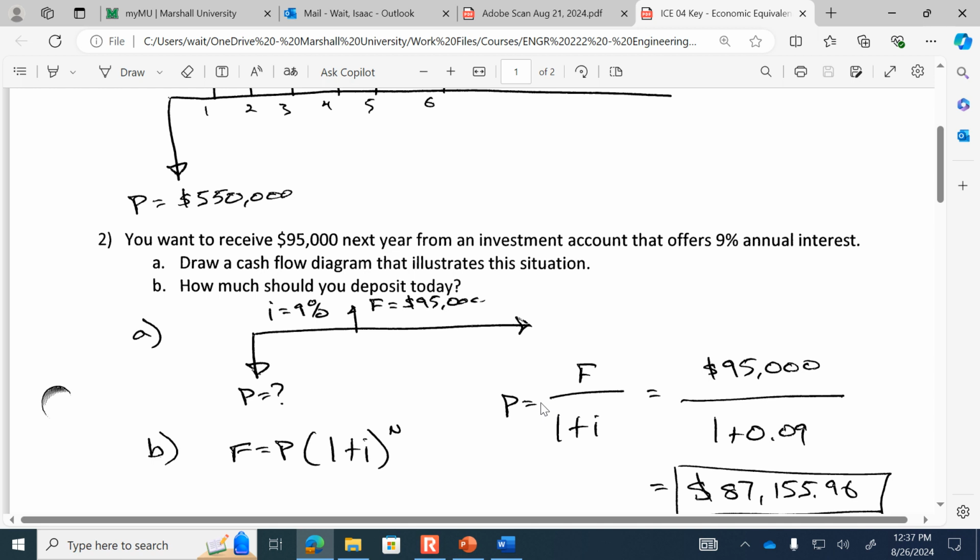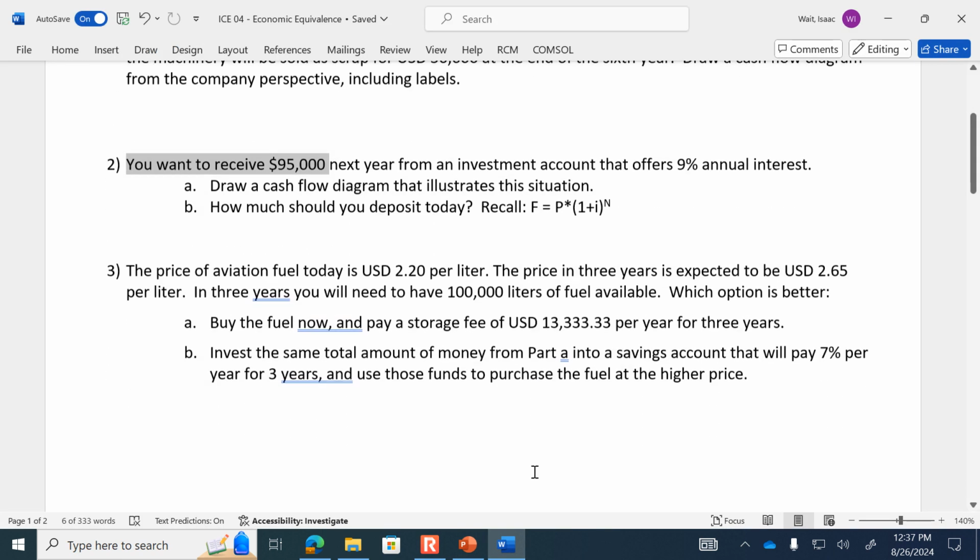Okay, now the third problem is about jet fuel. Is it better to buy it and store it, or to deposit a certain amount of money today and then just have the money available in the future when the gas is more expensive?